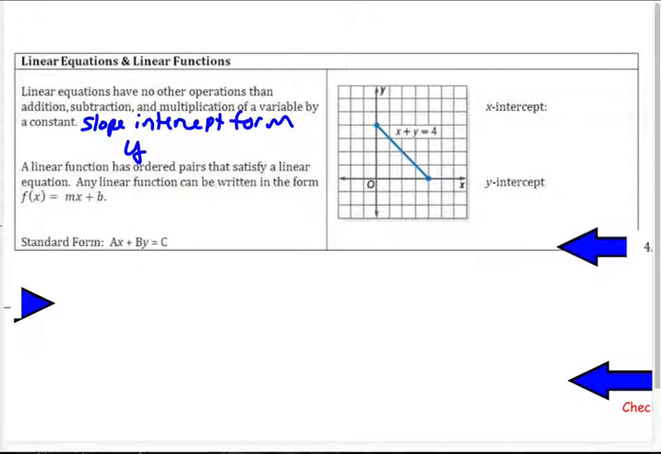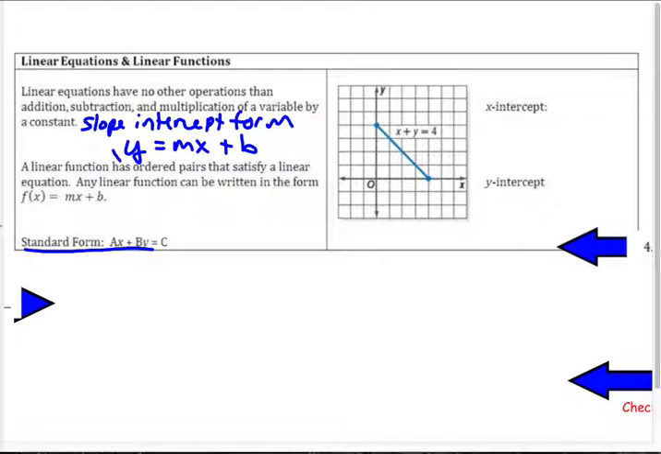And that is y equals mx plus b. Now this is just one way to write linear equations, slope-intercept form. We're going to talk about standard form down here in a minute. This is another way to write linear equations. The main thing when you're looking at linear equations is this.